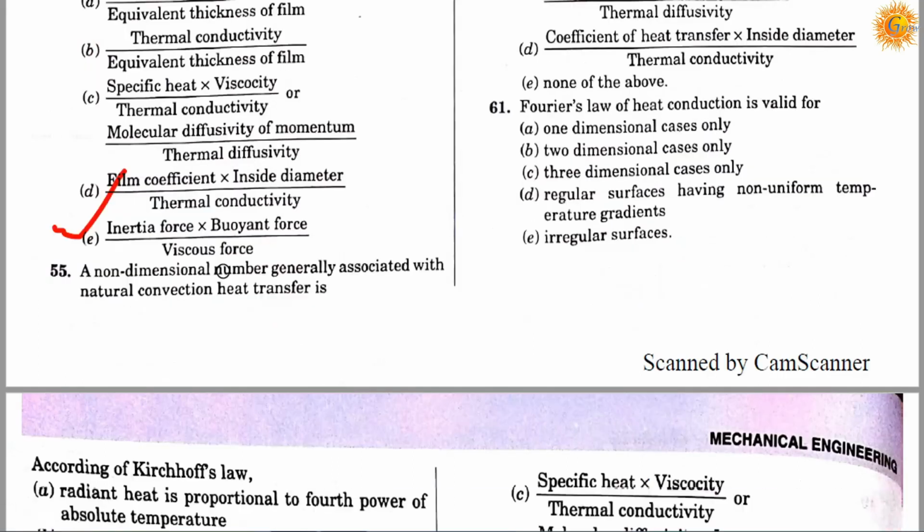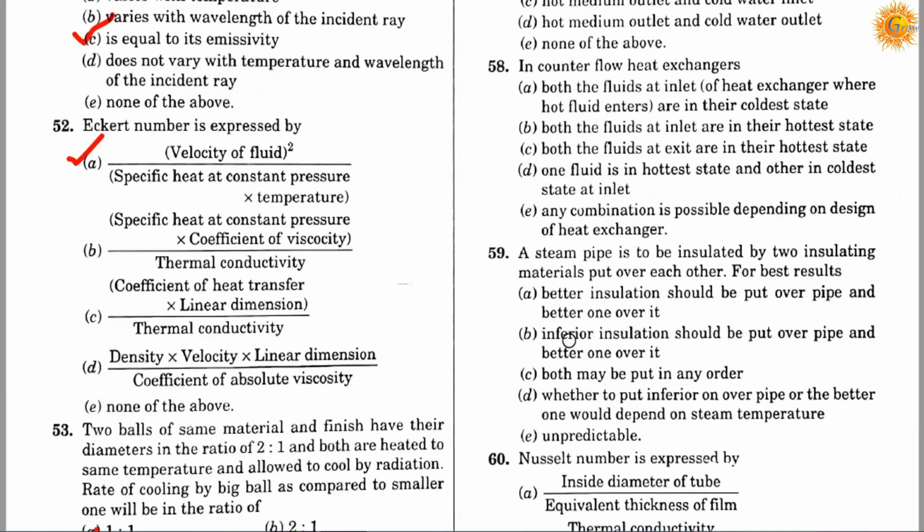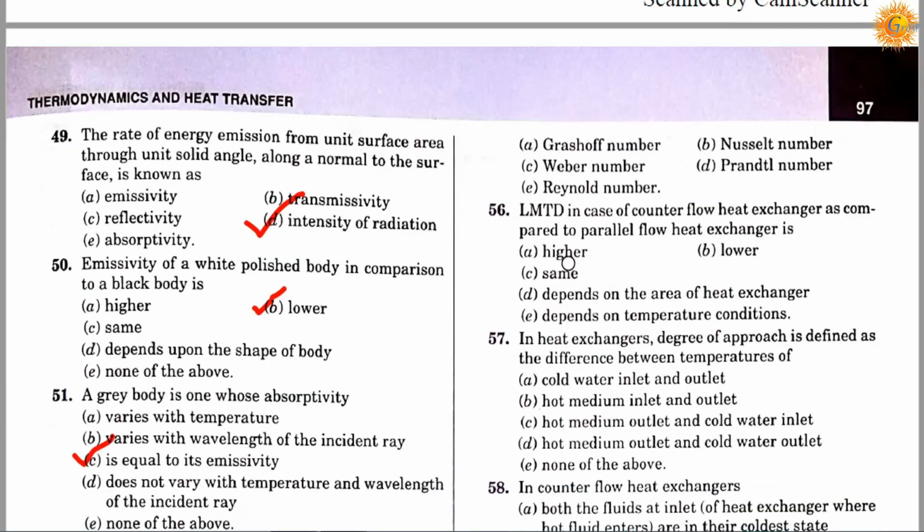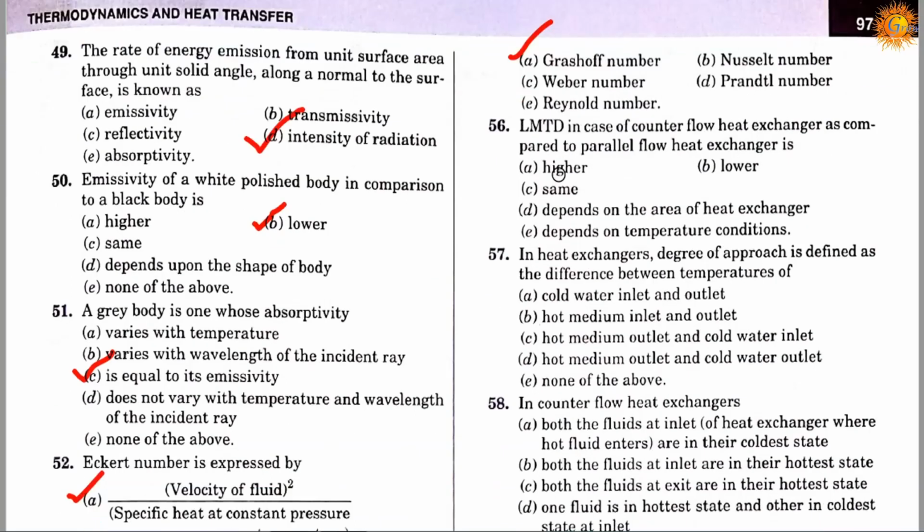Question number 55. A non-dimensional number generally associated with natural convection heat transfer is: option A, Grashof number; option B, Nusselt number; option C, Weber number; option D, Prandtl number; and option E, Reynolds number. Correct answer is A. It will be Grashof number.